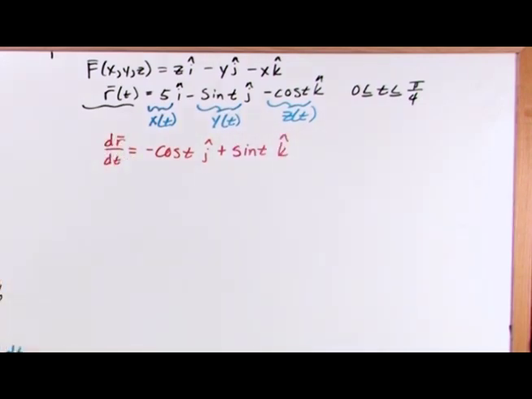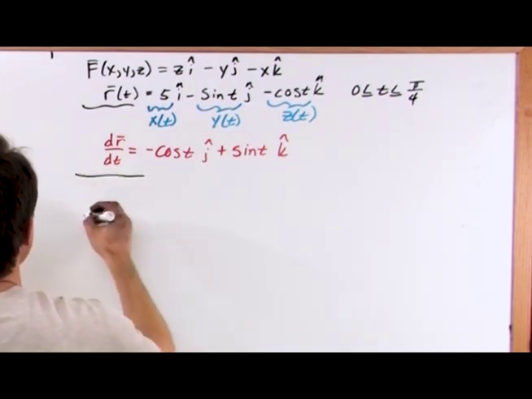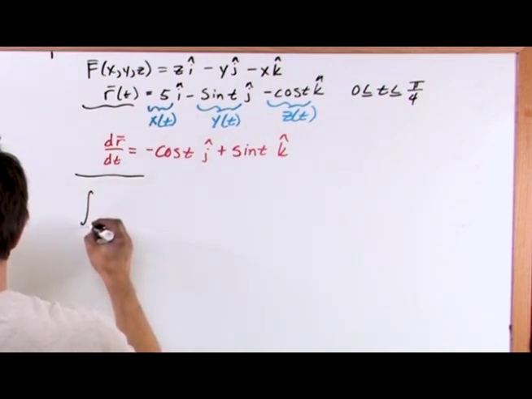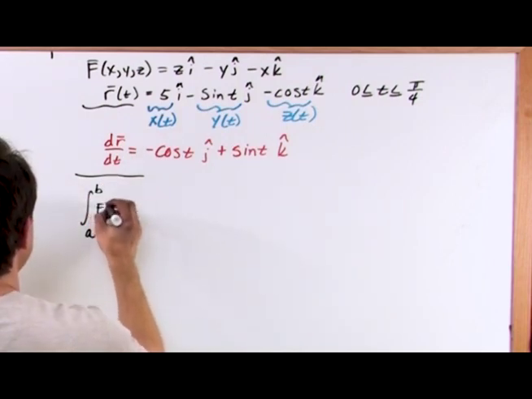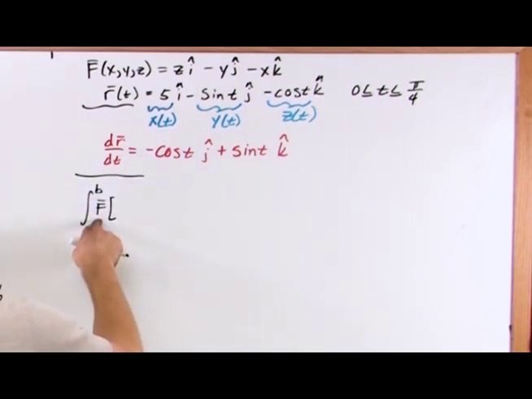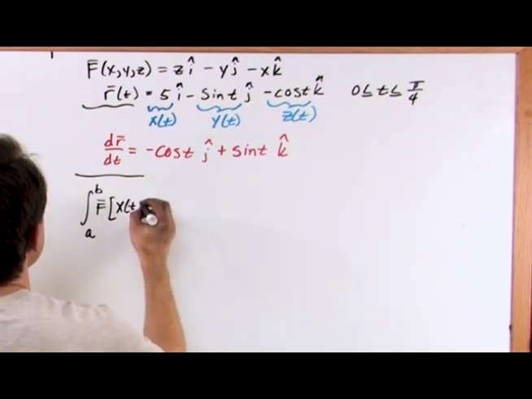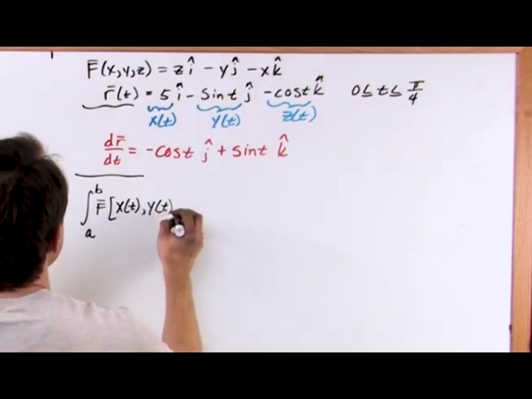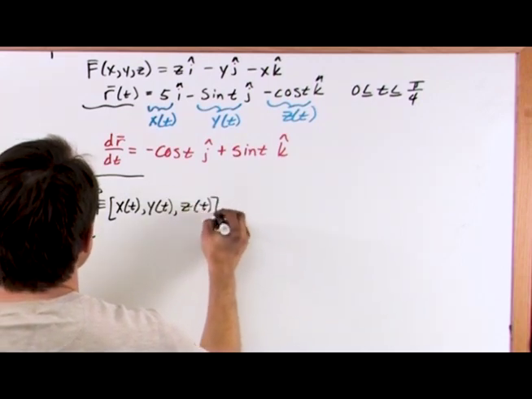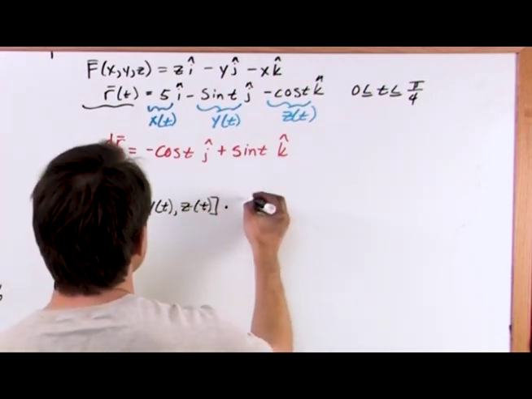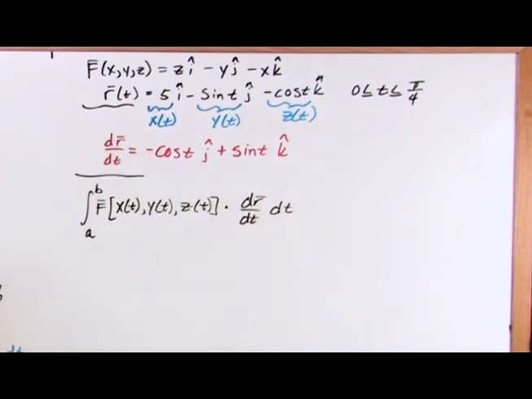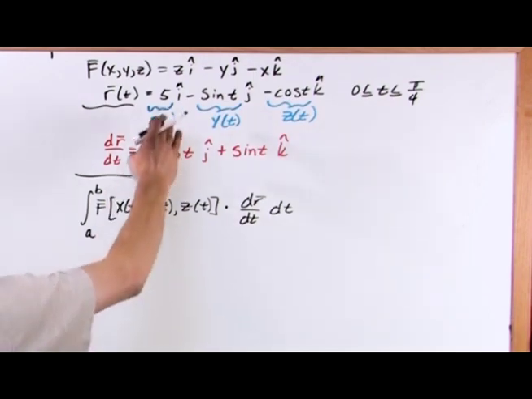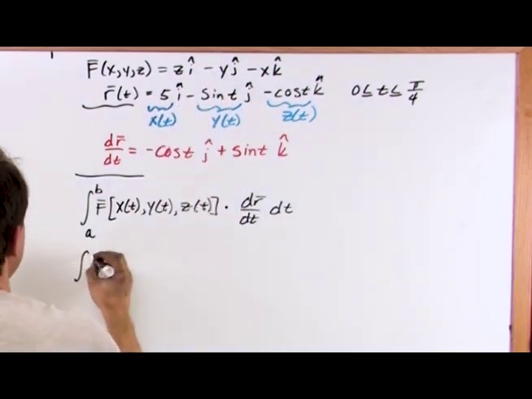Okay? So what I need to do next is actually write down the actual line integral. It's going to be the integral from a to b, and what it's going to be is this function, or this vector field, I should say, with x of t plugged in, y of t plugged in, and z of t plugged in. This is just converting it to being a function of time. And I'm going to multiply by dr dt, and then I'm going to, of course, integrate over dt, because that's what I'm doing. So I know the vector field up here, so let's go ahead and start doing this.